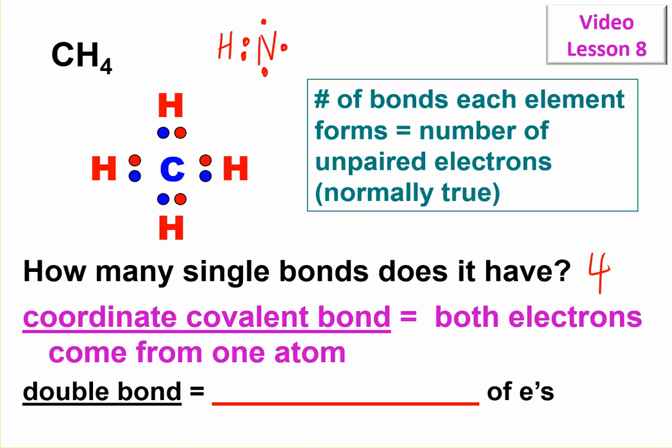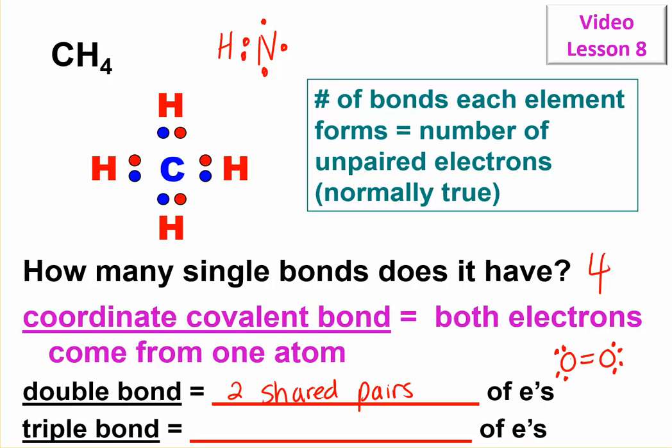In a double bond, you have 2 shared pairs of electrons, and that would be something like this. So those 2 dashes represent 2 pairs or 4 electrons there that are shared. A triple bond has 3 shared pairs of electrons.